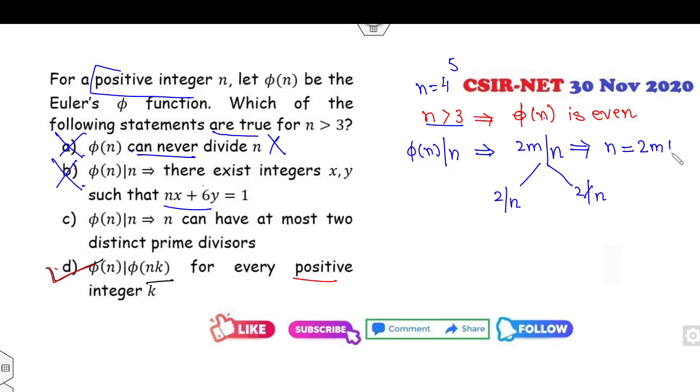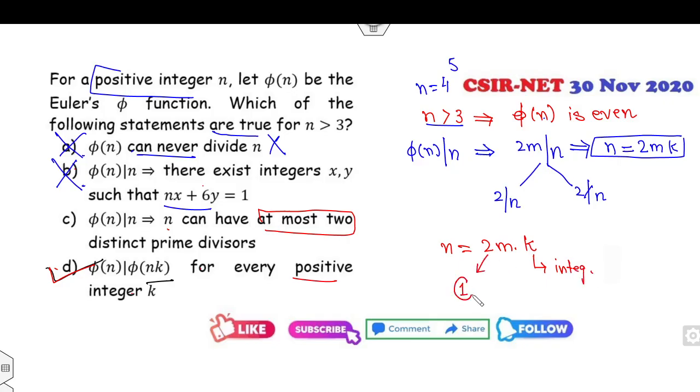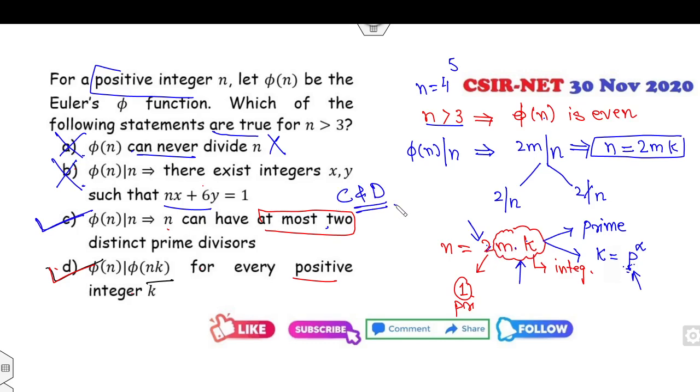n is 2m into k for some k, where k is an integer. Then n has at most two distinct prime divisors. So you can see n is 2m times k, where k is an integer. One prime divisor, 2, is a prime divisor. Now look at this case, m into k. m is an integer, k is an integer. Now this product, if it is prime, then we get another prime number, then you have two distinct primes. If it is a composite number, then again I can write this k as, say, prime p to the power alpha, then again you will get the second prime number. So that means you will get one prime number as 2, another prime number as p. p is again a prime number, so at the most you will get two prime numbers. So yes, this option is also a correct option. So C and D are the right answers.